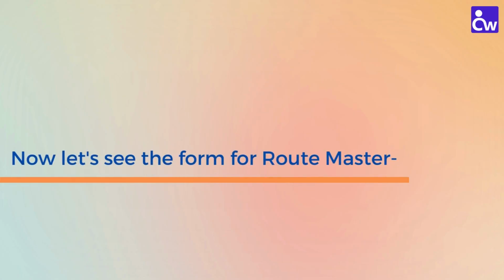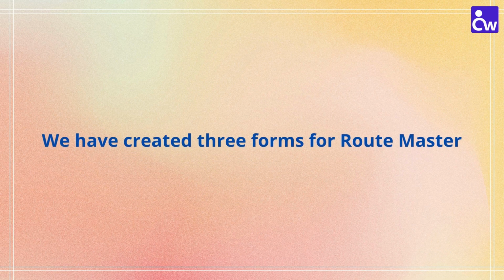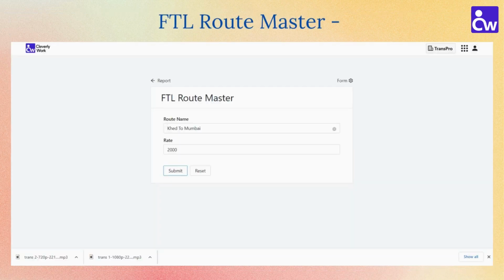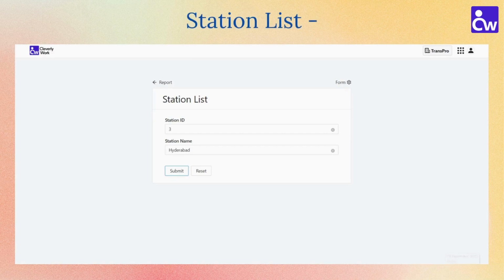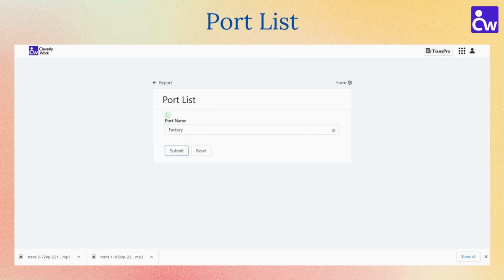Now let's see the form for Route Master. We have created 3 forms for Route Master. The first form is FTL Route Master. In this, we have mentioned the route name and its rate. The second form is the station list, in which the information of station ID and station name is mentioned. The third form is the port list. It contains the information on the port name.